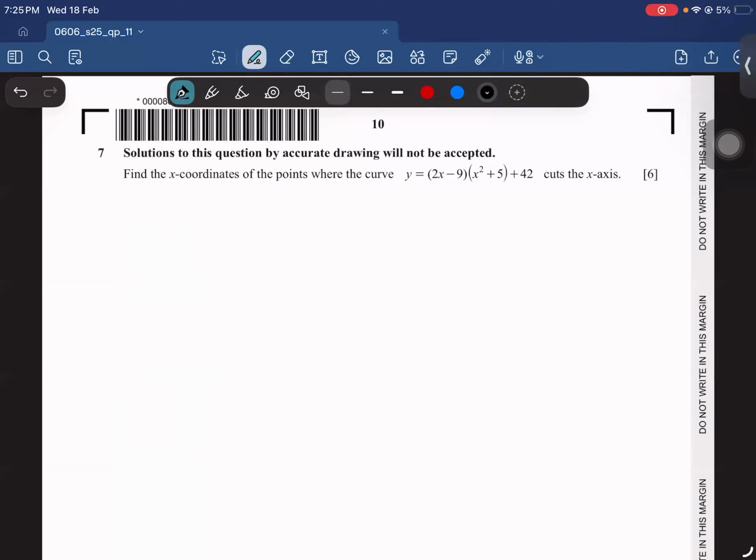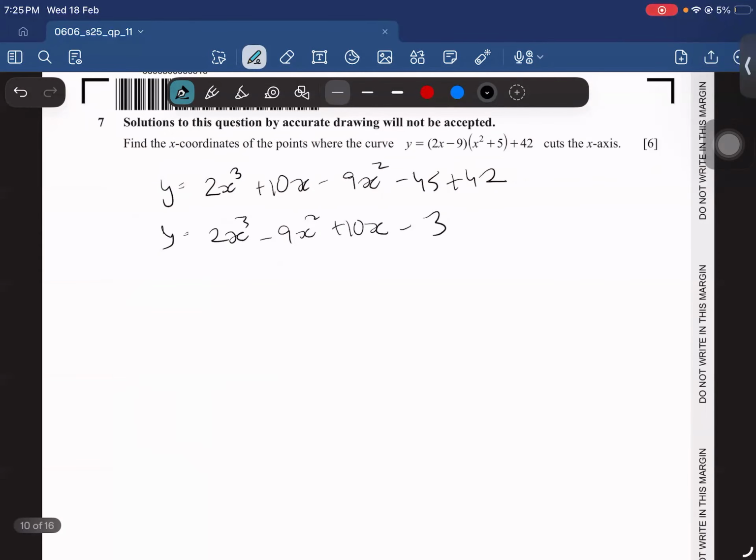let's expand our y equation, for which you get 2x cubed plus 10x minus 9x squared minus 45 plus 42. So 2x cubed minus 9x squared plus 10x minus 3 is y. And if it cuts the x-axis, then y is 0. So you have 2x cubed minus 9x squared plus 10x minus 3 equals 0.